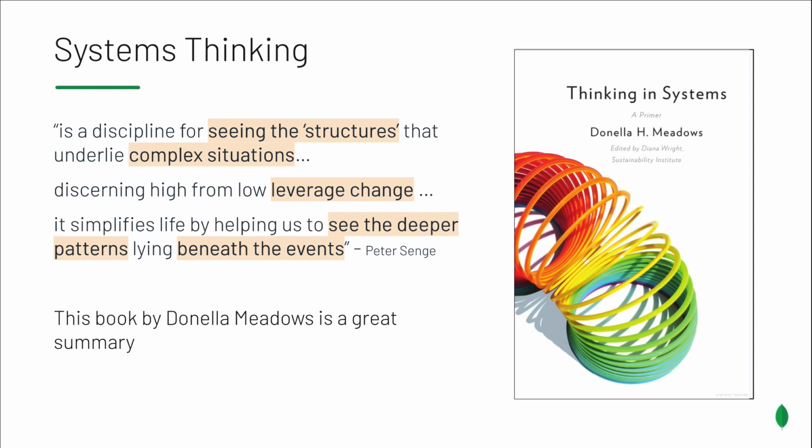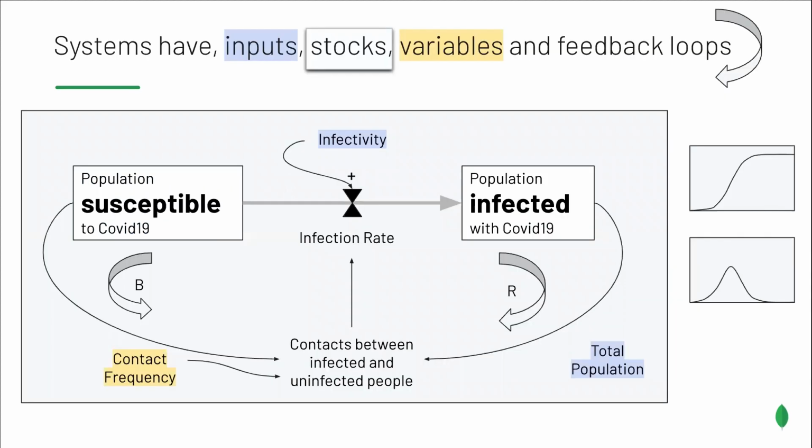So, systems thinking is about seeing the structures that underlie complex situations. It's all about understanding how to change systems and seeing the deeper patterns lying beneath the events. I highly recommend this book by Donella Meadows, and I'll provide some more references later in this talk. So let's take a closer look at a system which, unfortunately, we've become more familiar with in recent months.